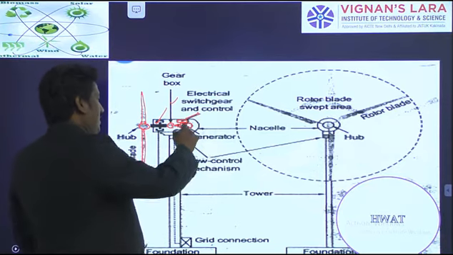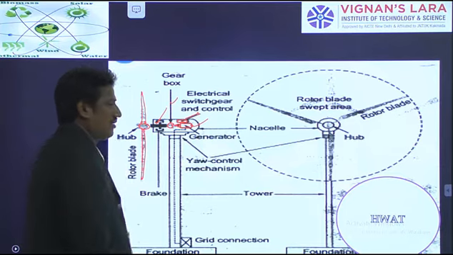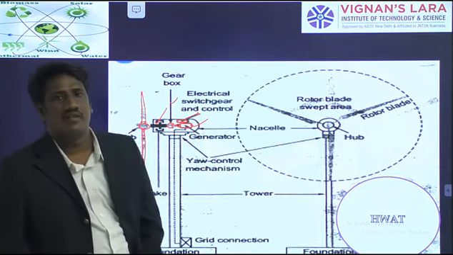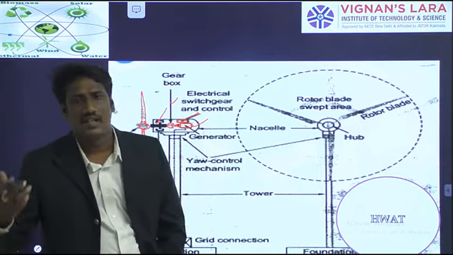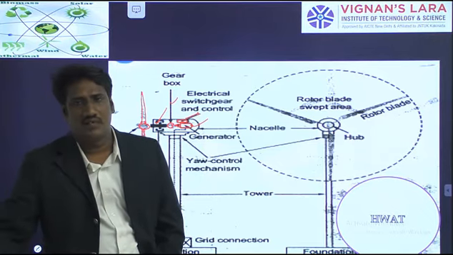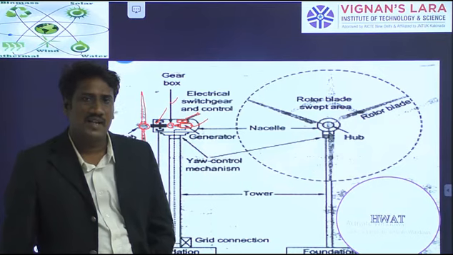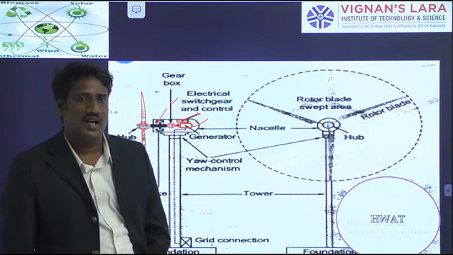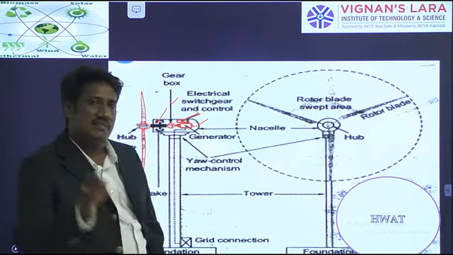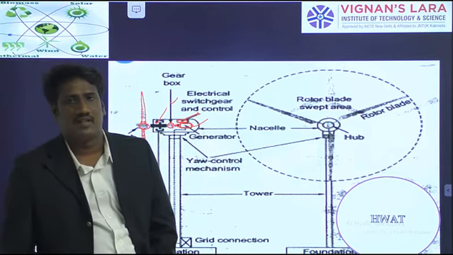You will have a generator. Already we have seen the doubly fed induction generator, which will allow speed variation up to 10%, whereas a synchronous generator doesn't allow variation in speed. If there is a variation in speed, automatically there is a break in synchronism or lockout, and the machine will come to the off position.